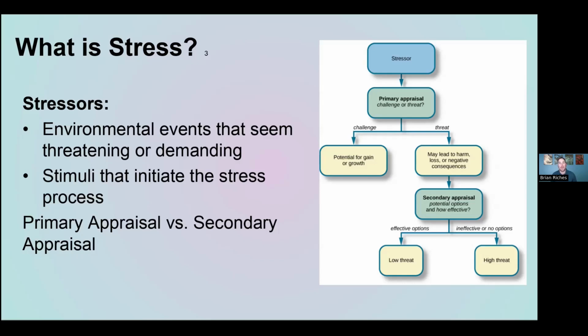That might be something like a paper in a class. That might be a challenge that you can grow from. It's not trying to harm you or give you negative consequences, versus maybe a poisonous snake would lead to harm or give you negative consequences. And so that leads to the secondary appraisal of what can I do? What can I do about this? How effective are my options going to be? If I have no effective options to deal with this, then I might see it as a very high threat, versus if I have some options to deal with this, problem focused coping or even emotion focused coping, that might be a lower threat to us.